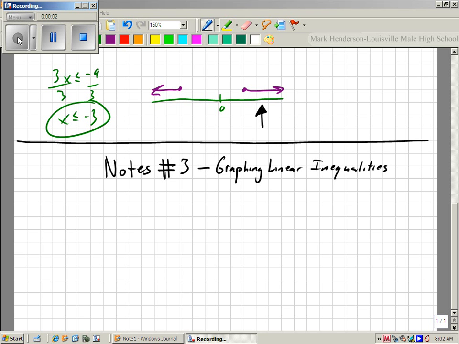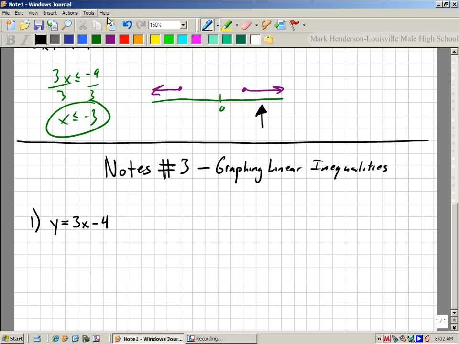So what we're going to do, we're going to look at stuff that is a line. So we have y equals, let's just say 3x minus 4. First let's remember how to graph a line. Remember, this is where we start. This is the y-intercept, which tells us a point on the line.